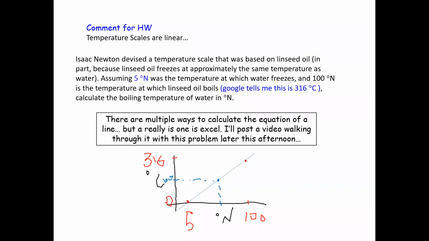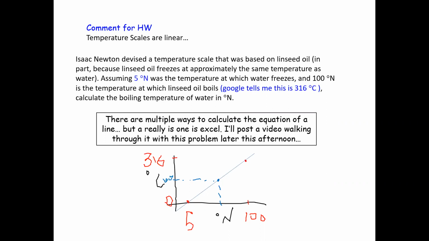Hi, everyone. This is the problem I ended class with today. I actually made some slight changes to it, which I hope will make it a little bit clearer and more useful to you. The basic idea is that we had two temperature scales, in this case, degrees Newton and degrees Celsius, and we were wondering how to convert in between them.